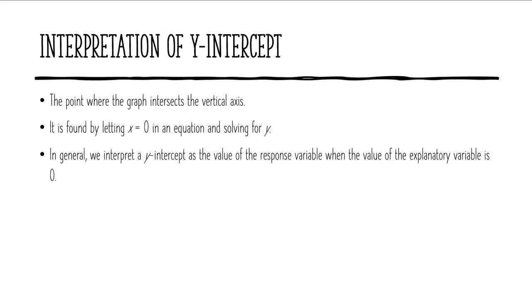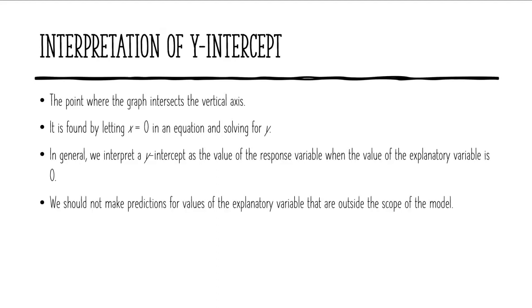So you have to think about the context. In our example, there is no context, it's just numbers. But think about the context of what it means for the explanatory variable to be 0. And then we have to be careful that we do not make predictions for values of the explanatory variable that are outside the scope of the model, meaning bigger than our largest observed value or smaller than our smallest observed value. So you only want to make predictions inside the model.